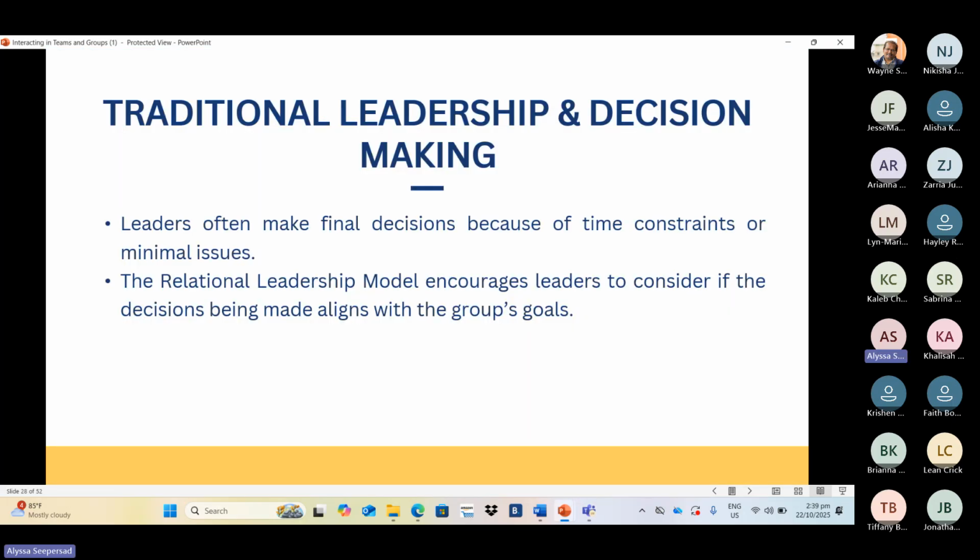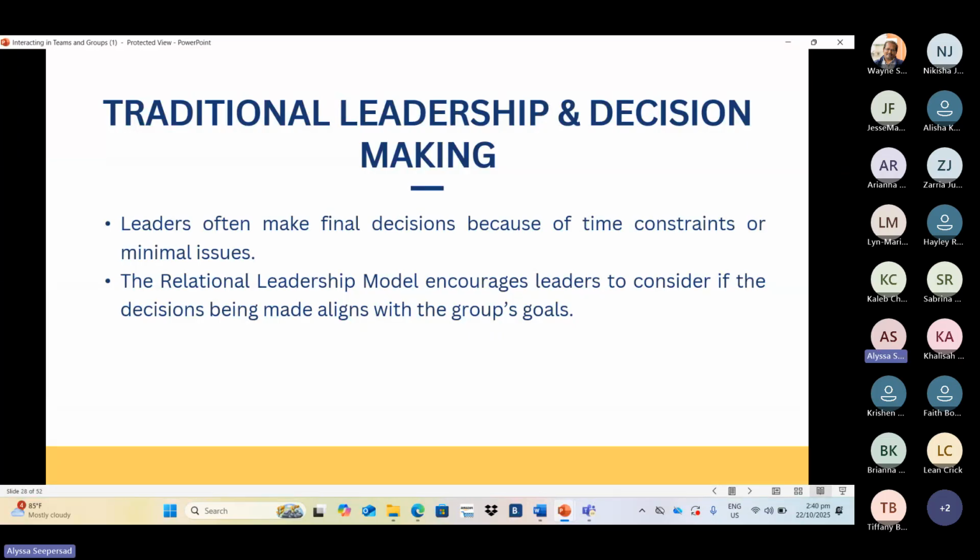Traditional leadership and decision making. Leaders often make final decisions because of time constraints and minimal issues. The relational leadership model encourages leaders to consider if the decisions being made align with the group's goals. So, in many organizations, it's common for a formal leader to make the final decisions, especially when there's limited time or the issue is not very significant.